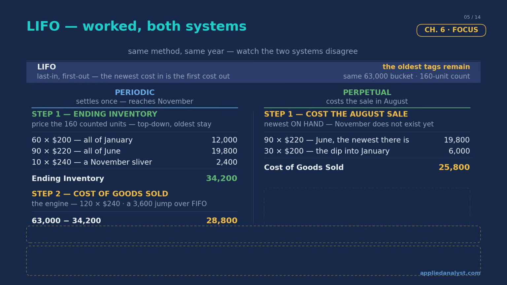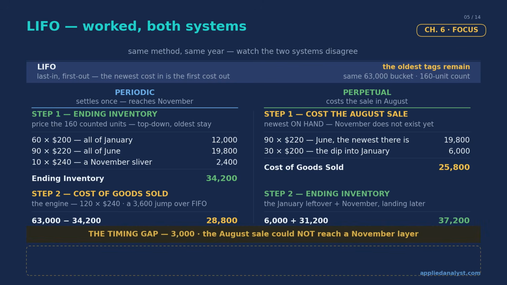Cost of goods sold, 25,800. Step 2, the shelf that is left. The 30 January units, 6,000, plus all of November, 31,200 when it finally lands. Ending inventory, 37,200. $3,000 of gap between the two answers.